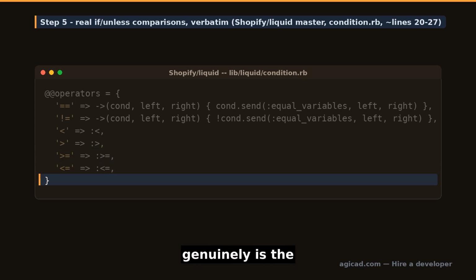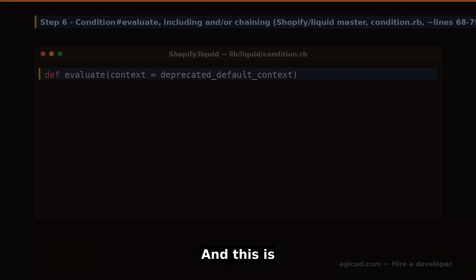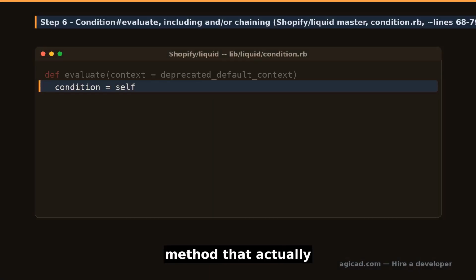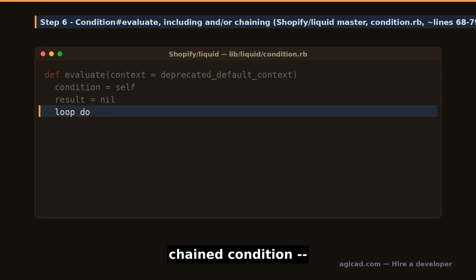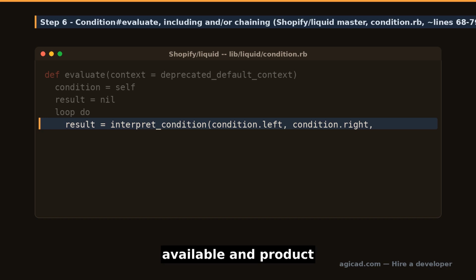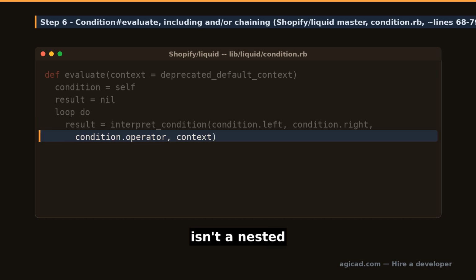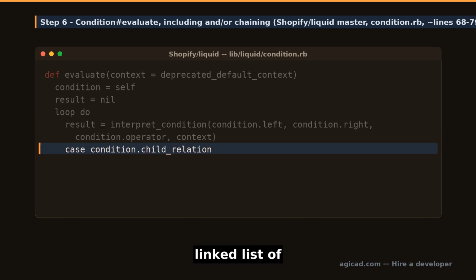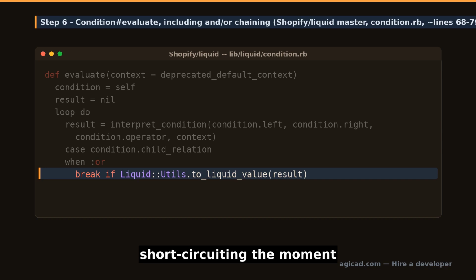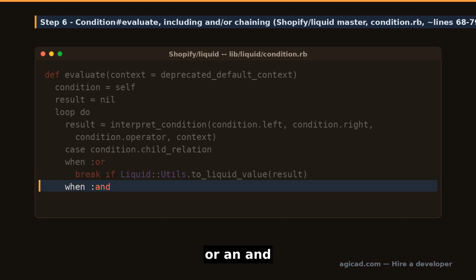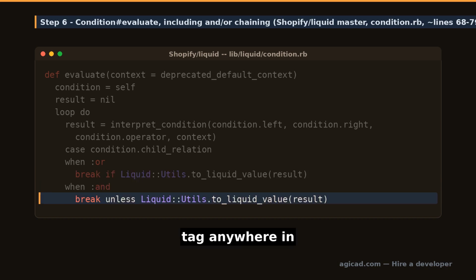And this is evaluate itself, the method that actually runs at render time, not at parse time. A chained condition like product.available and product.price greater than 0 isn't a nested Boolean tree in memory. It's a linked list of condition objects, and this loop walks it one link at a time, short-circuiting the moment an or finds a true result or an and finds a false one. Every if tag anywhere in a Shopify theme, no matter how many ands and ors it chains, ultimately runs through this exact loop.